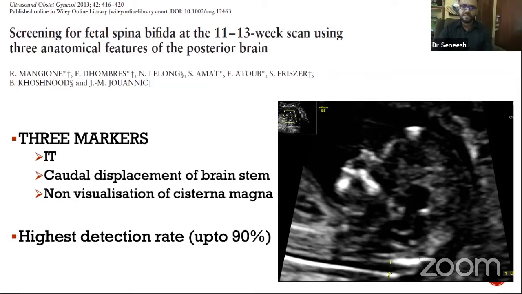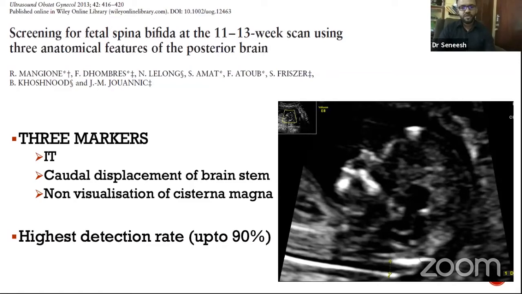You can measure the BS-OB distance. And you can also have a look at the maxillary occipital line, which is a new sign. The subjective signs: have a look at, in your normal mid-sagittal plane that you take for your NT, the intracranial translucency. Look at the BS-OB distance.